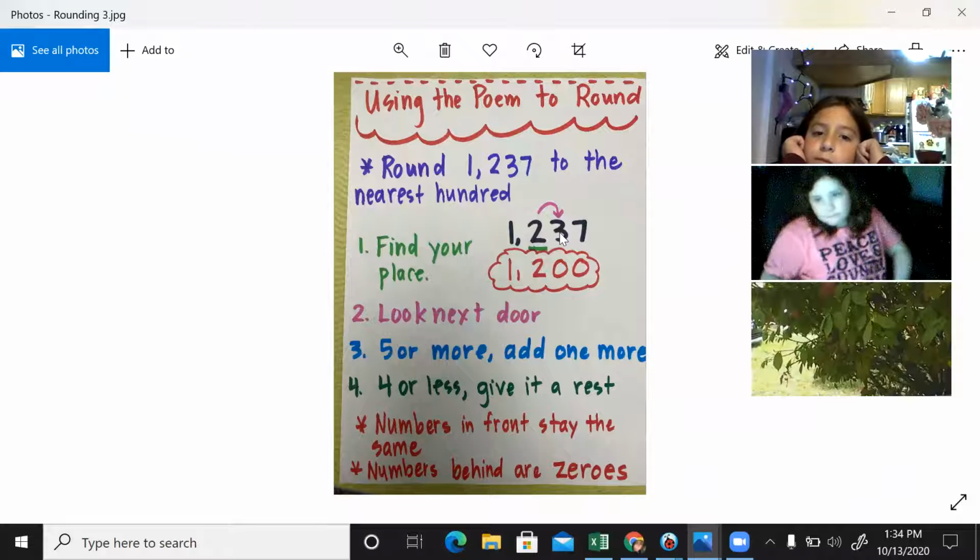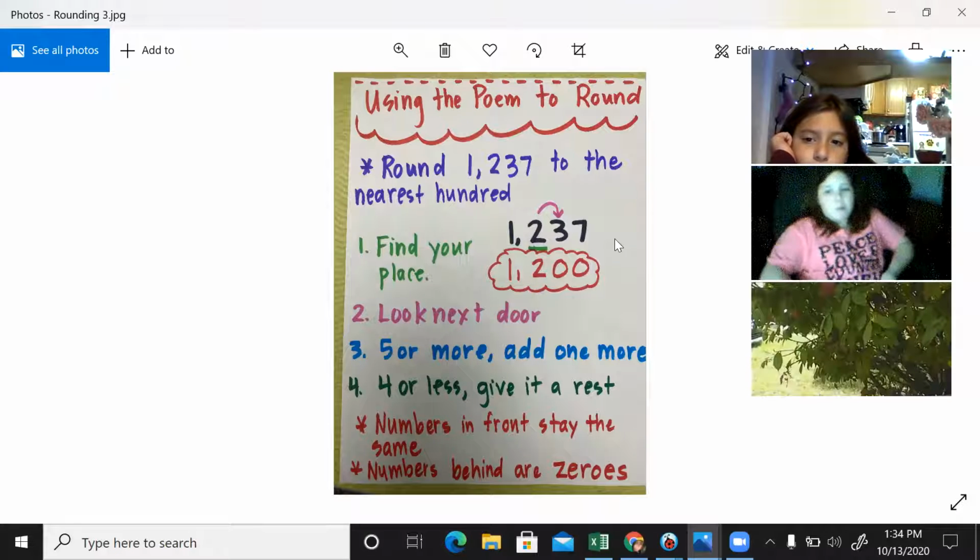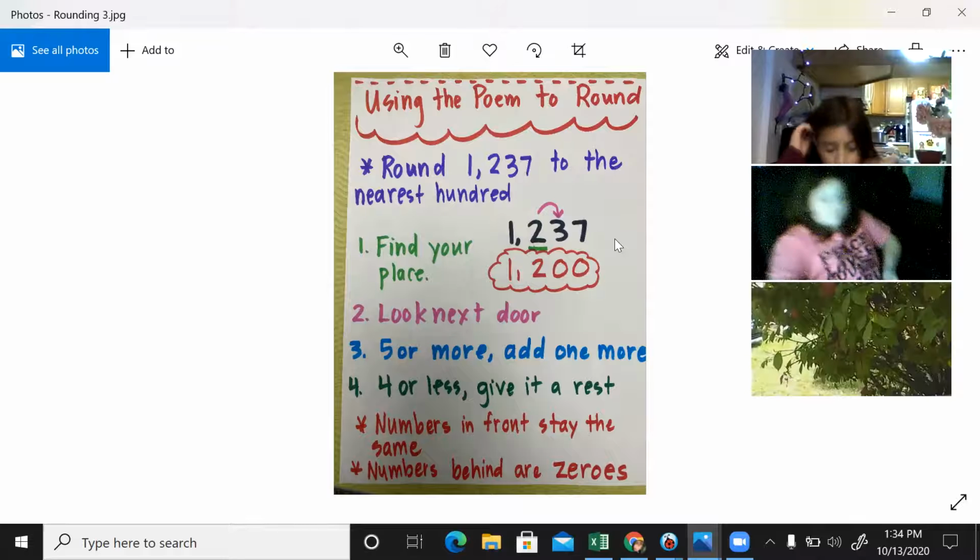4 or less, give it a rest. It is less than 4, so when you're resting, you're not moving. So the 2 doesn't move, it stays the same. Down here, numbers in front stay the same, so the 1 stays the same. Numbers behind the underlined digit go to zeros. So 1,237 rounded to the nearest hundred is 1,200. So we're going to use that strategy to practice a couple more problems. Now I want you to turn to page 46.